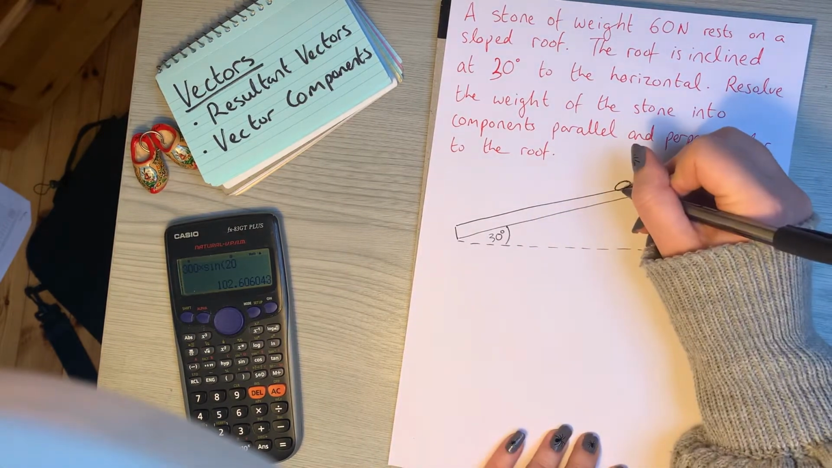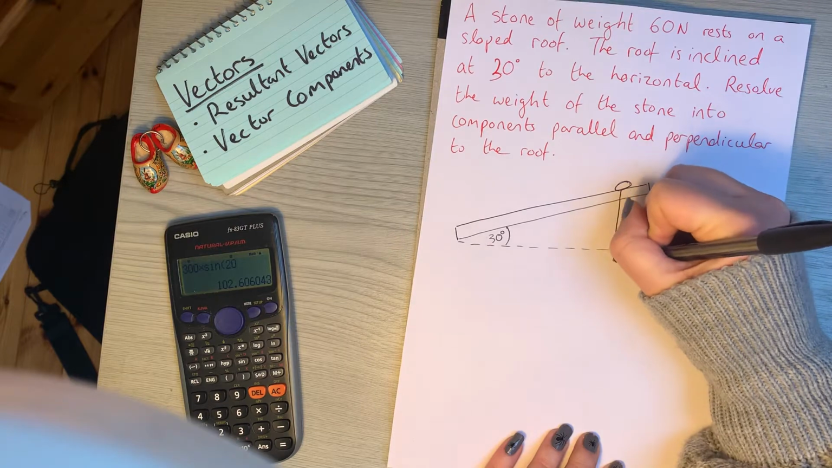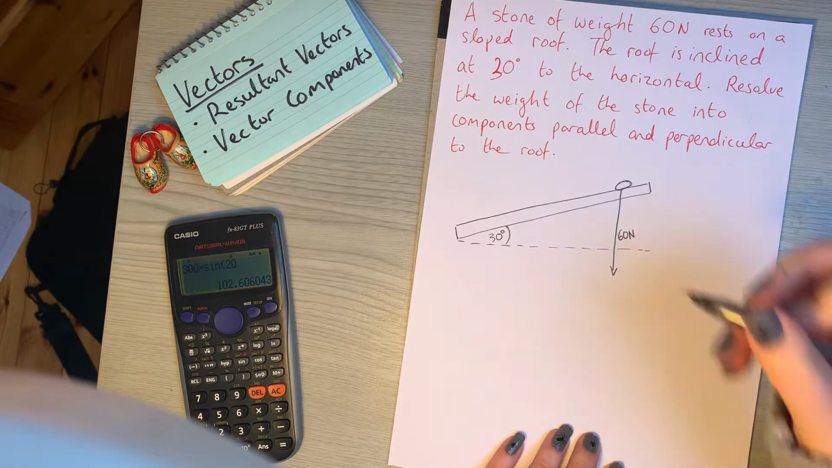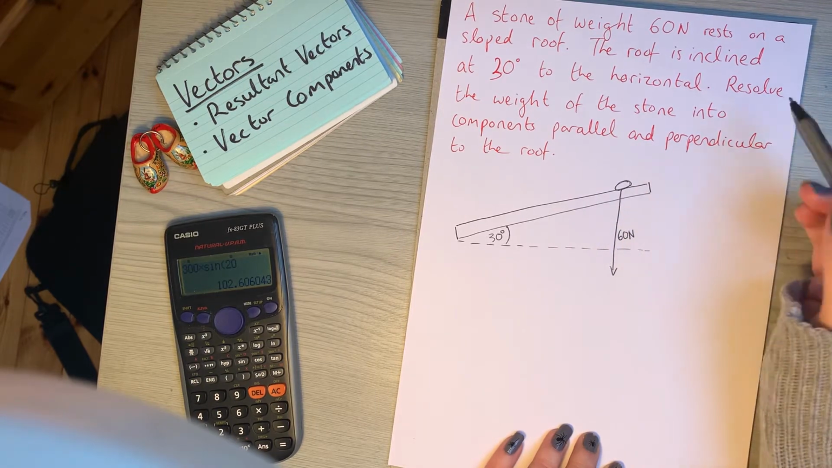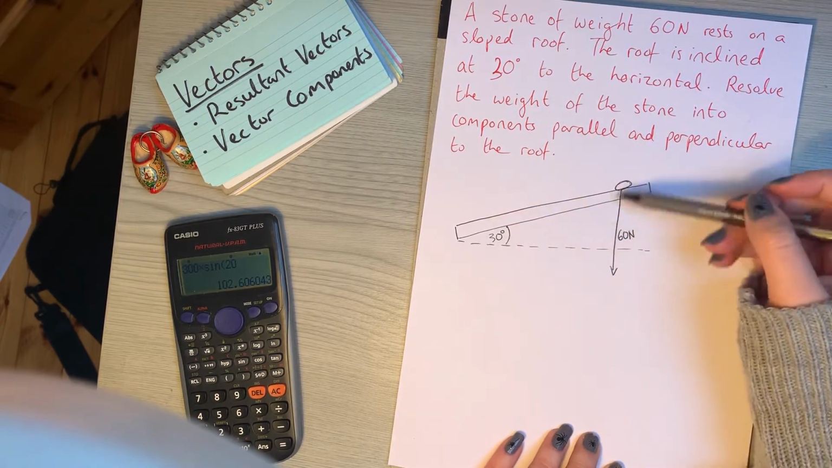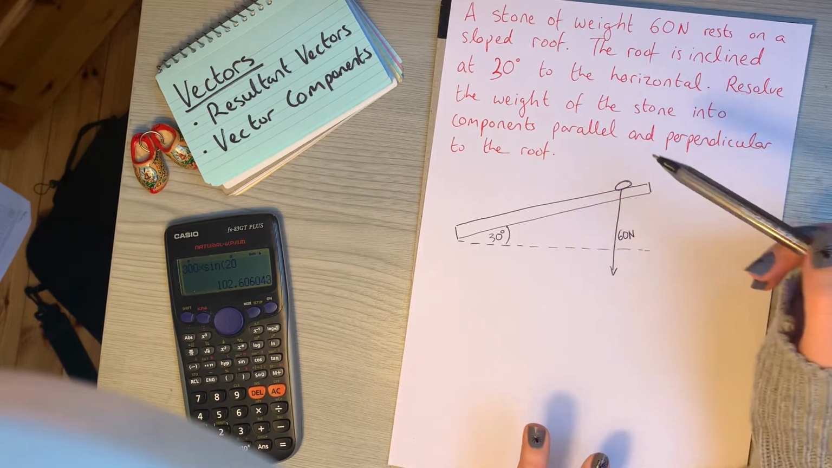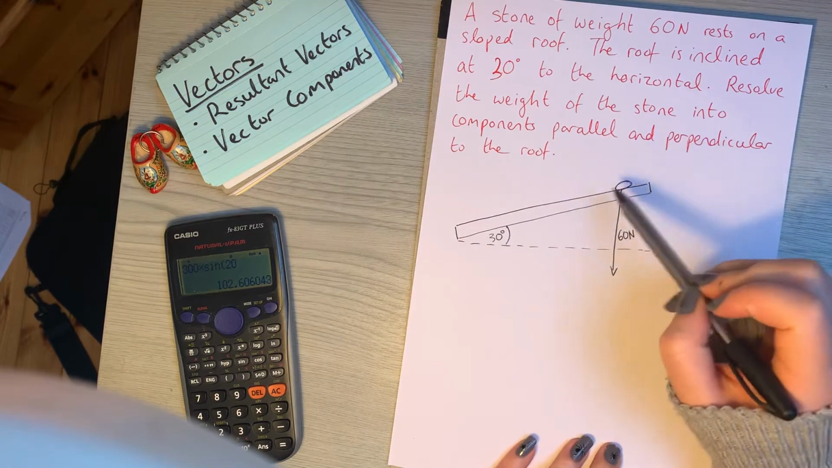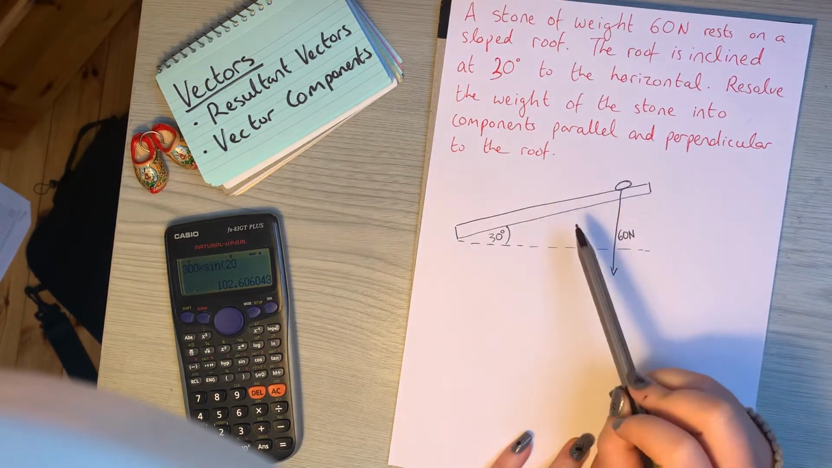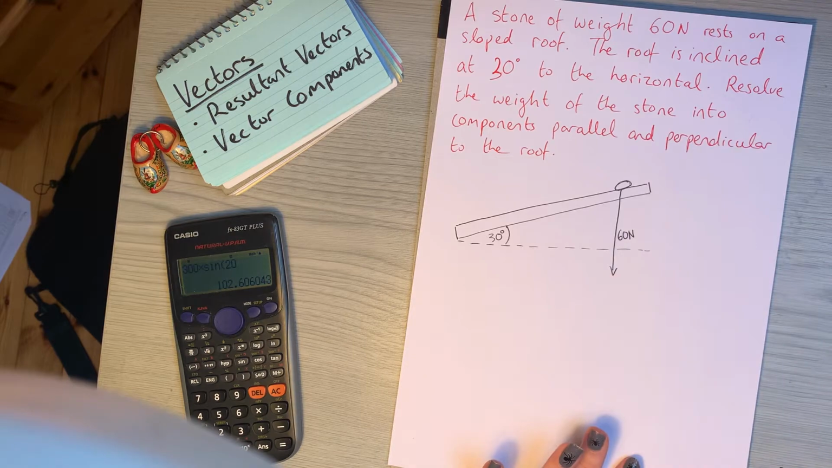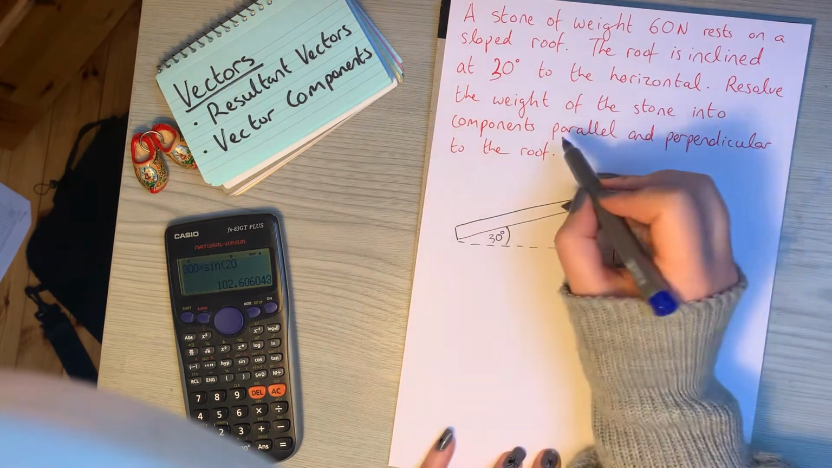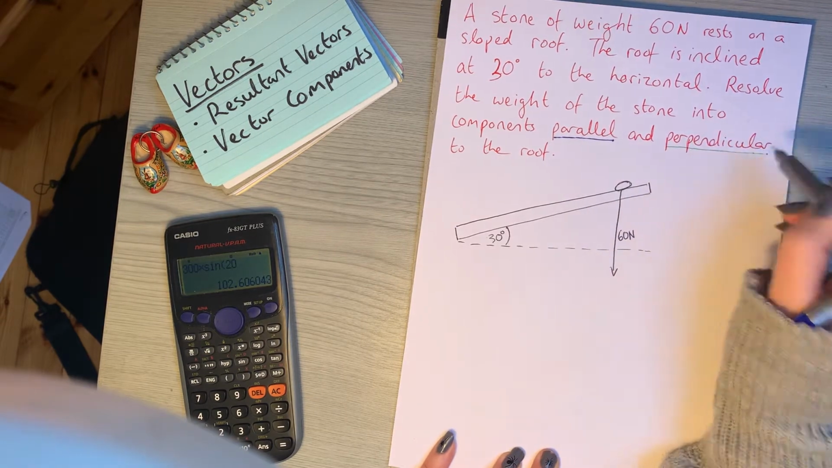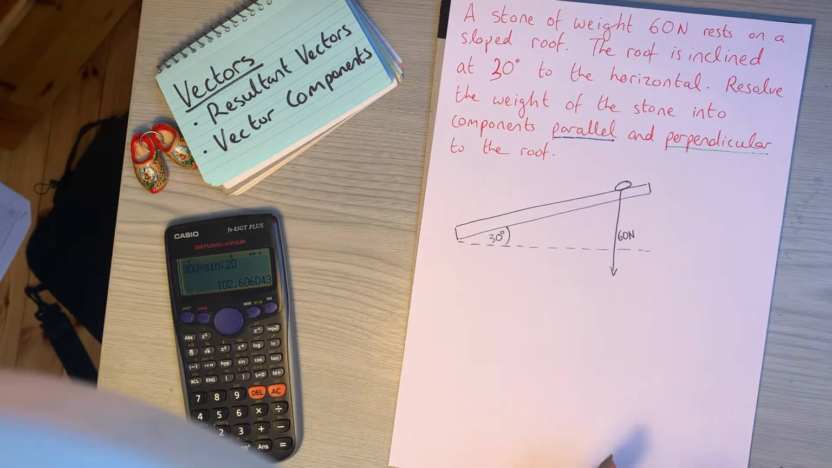So its weight is going to go directly down like this. And I'll mark in 60 newtons like that. So that's its weight. And lastly, they want us to resolve this weight into two components again, but instead of horizontal and vertical, they're asking us for parallel and perpendicular to the roof. So it's about perspective here. So I'll do my parallel component in blue maybe, and then I'll do my perpendicular one in green.